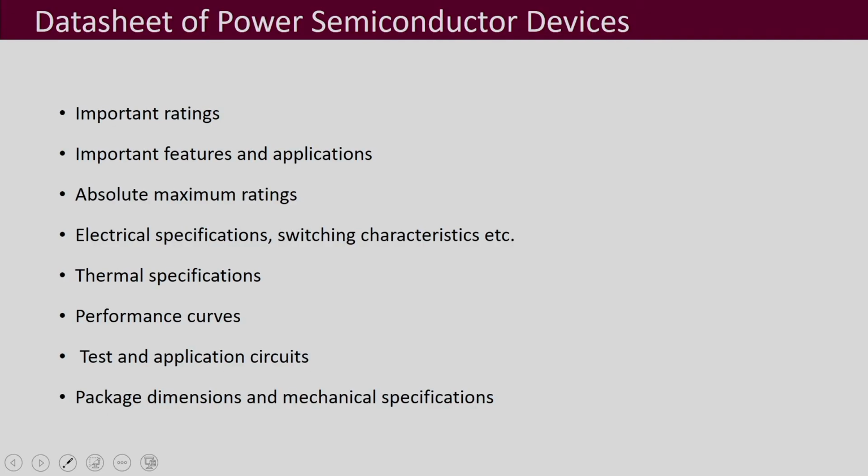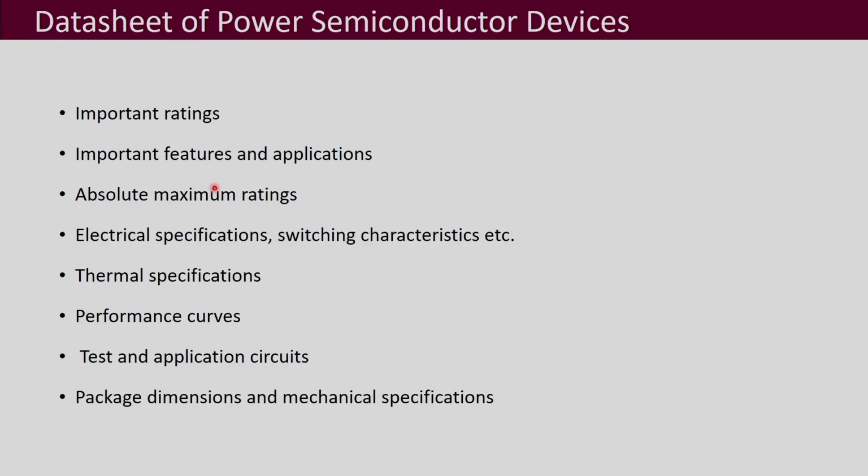So, a data sheet of a power semiconductor device usually has the important ratings, and it will also contain the important features and applications. The device manufacturer generally will specify for which type of application the device has been designed and what are the key features of that device. Then the manufacturer will also provide the absolute maximum ratings for that device. Every device can withstand only up to particular levels of different parameters. So, those will be specified as the absolute maximum ratings.